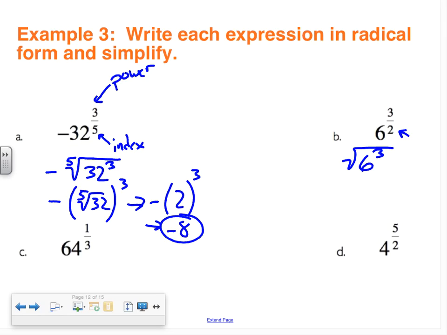So I'm going to take 6 times 6 times 6. When I do that, I get 216. So now I'm trying to figure out the square root of 216. Now, I don't immediately know what perfect squares go into 216. Remember, that is index 2, so I'm looking for perfect squares. But I can certainly write them down and start dividing this thing out.